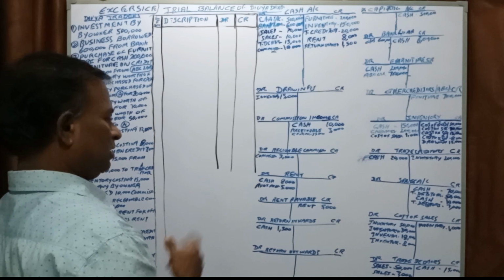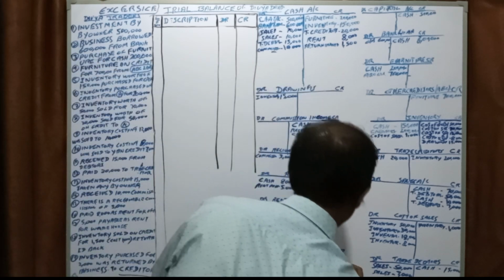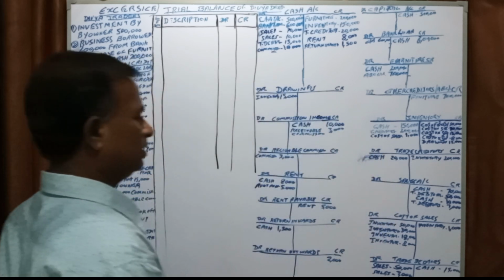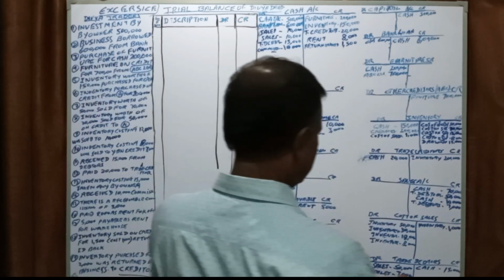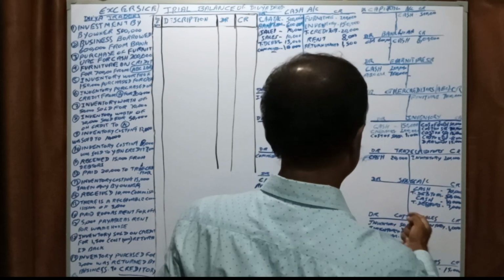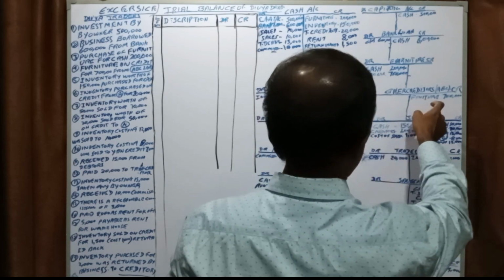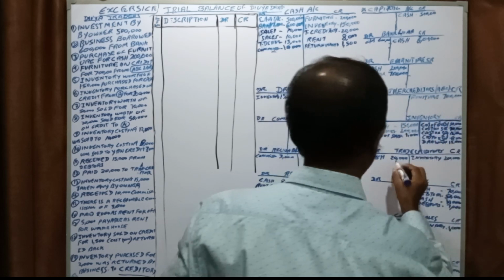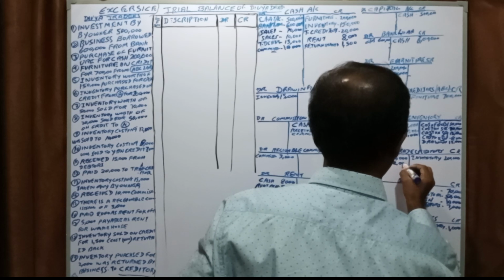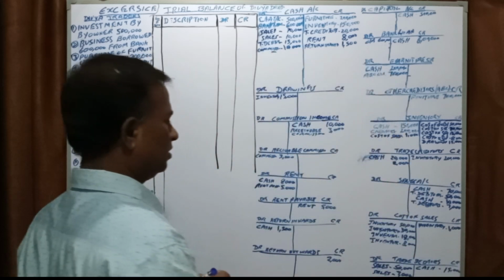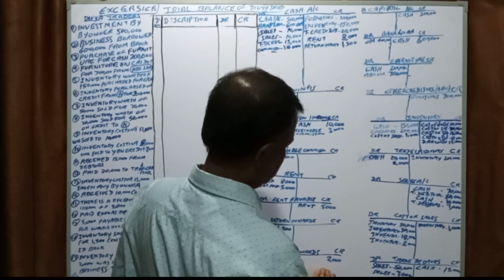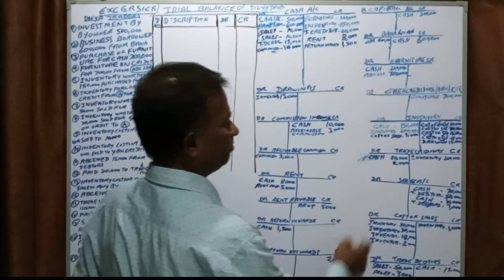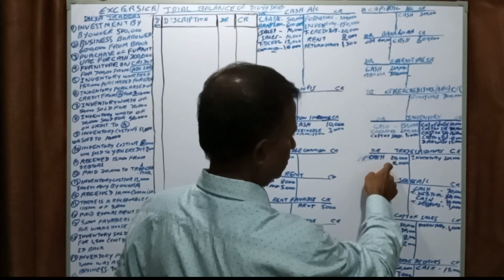Return outwards is credited by 2,000, and trade creditors is debited. Trade creditors are debited with 2,000, because we have returned back 2,000 worth of goods we have purchased, right?